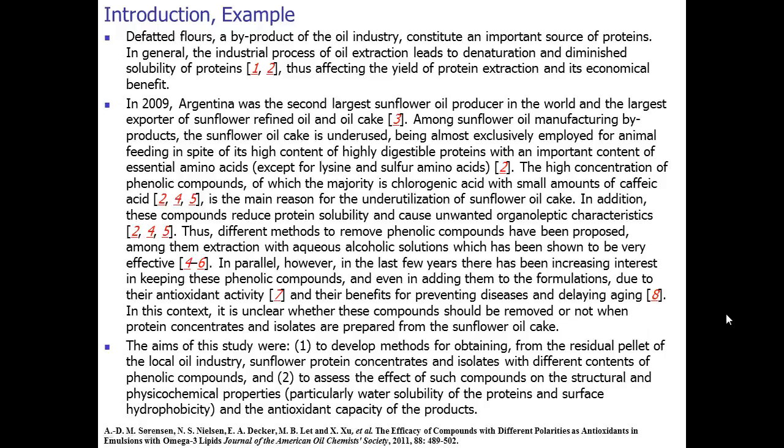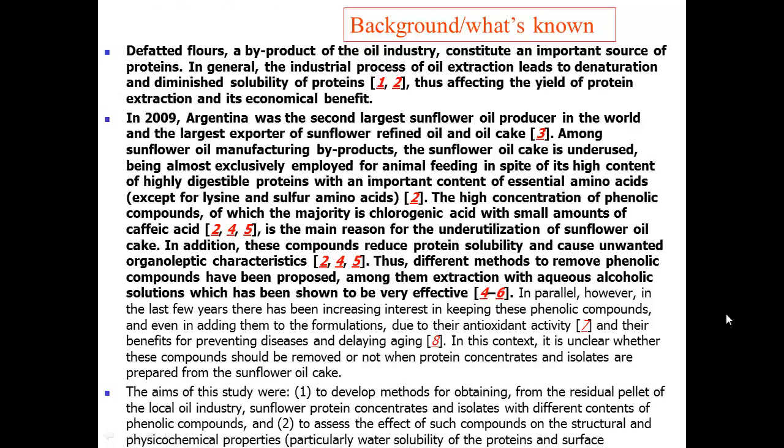All right, another example. This one's also 3 paragraphs long. So this one was talking about looking at flowers that are a byproduct of the oil industry. So they give you a lot of kind of background here because you may not be familiar with this whole process, so they give you some nice background and they tell you the what's known. So defatted flowers are a byproduct of the oil industry, and in fact those flowers that come out when people are extracting oil, such as from sunflowers, those flowers tend to be high in protein. So they're a good source of protein.